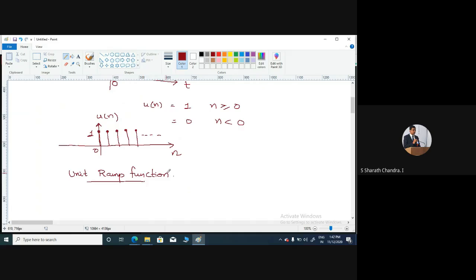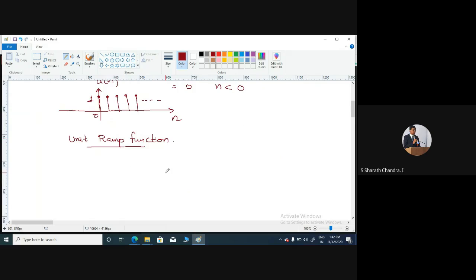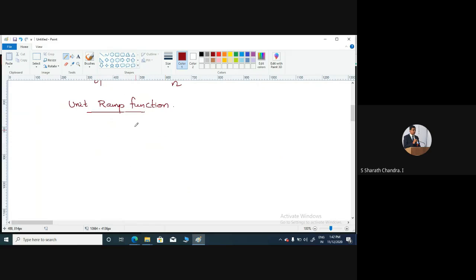The continuous time unit ramp function, generally represented with r of t, is that function which starts at t equal to 0 and increases linearly with time. It is defined mathematically as r of t equals t for t greater than or equal to 0, and equal to 0 for t less than 0. Therefore, this r of t can be represented in terms of the unit step as t multiplied with u of t.